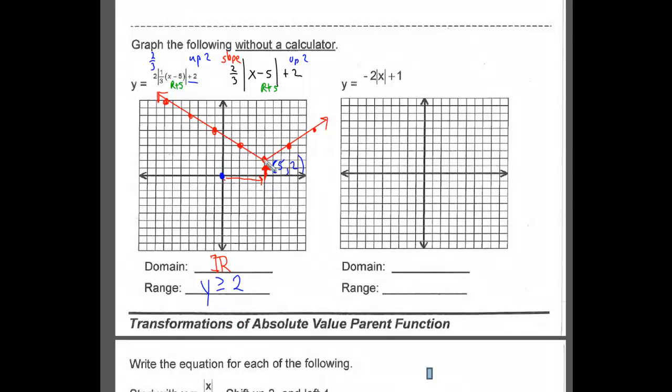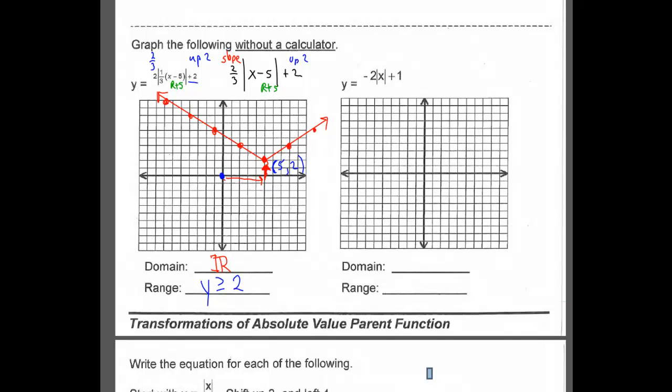I know it's greater than or equal to because all the values are greater than 2. This value here is 3. This value here is 4. This value here will be 5. There are no values down below this point of 2.